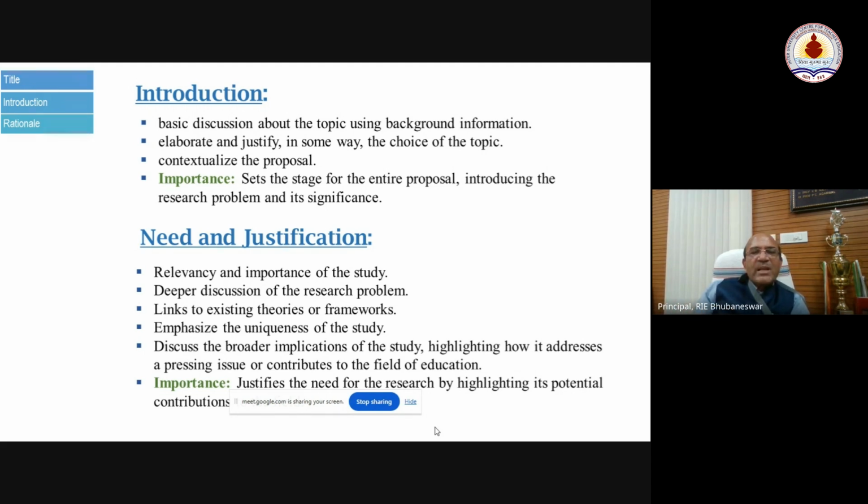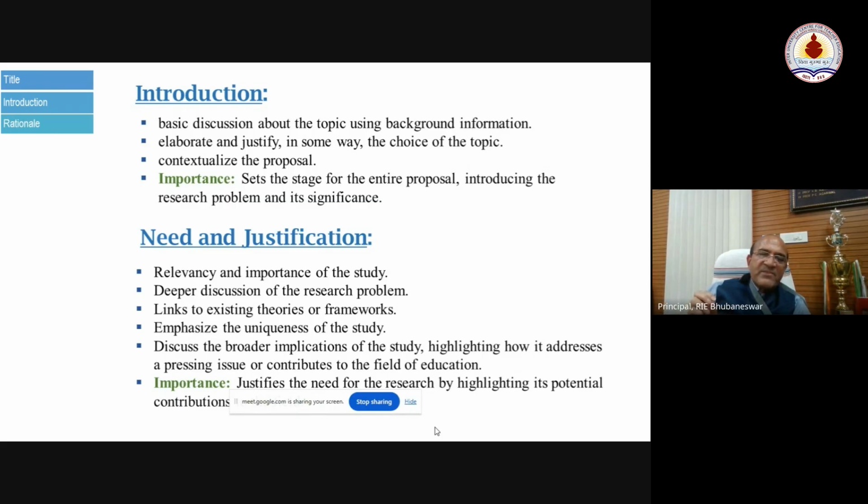Then discuss the broader implications of the study, highlighting how it addresses a pressing issue or contributes to the field of education. So broader implications should also be discussed, how this problem will be useful or will be able to contribute in the field of education. So how it will address certain issues should be given in need and justification.